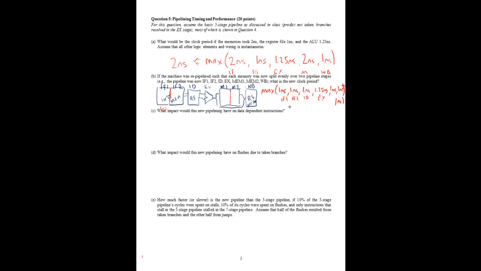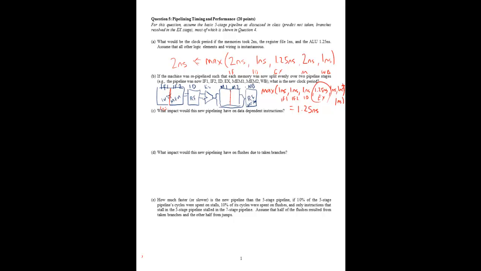And so the max of all those, now it's the EX stage, which is sticking out and causing our clock period to be 1.25 nanoseconds. So even though we've split these memories in half, we aren't able to drop our clock period in half. We can't double the frequency, but we can get quite a bit of the way there.